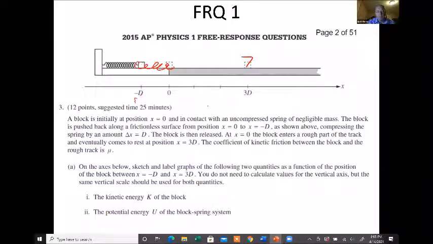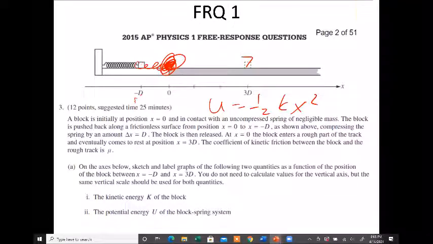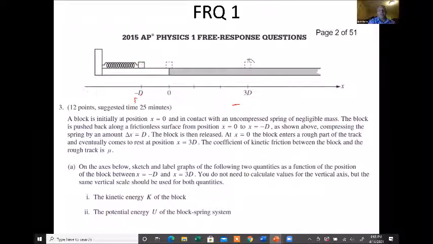Think of it this way. When that spring is here, at this point, what's x? It's 0, so zero cancels everything. So when x is 0, the potential energy in the spring is 0. And since the box is now just sliding across the ground, it doesn't have any gravitational potential energy either. So there's no elastic potential energy in the spring. There's no gravitational potential energy in the box, which means the total potential energy is 0.